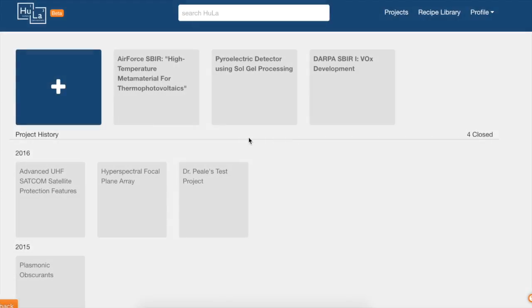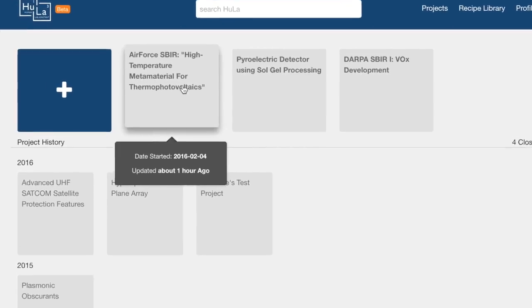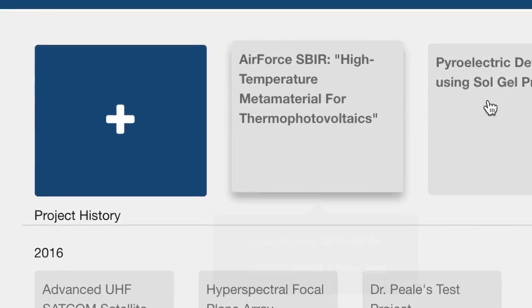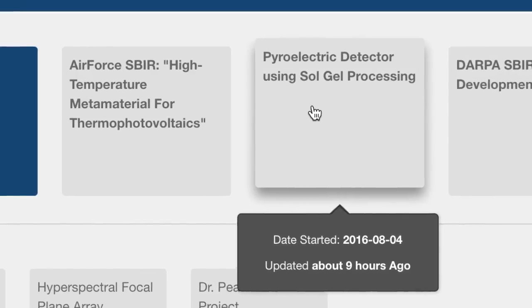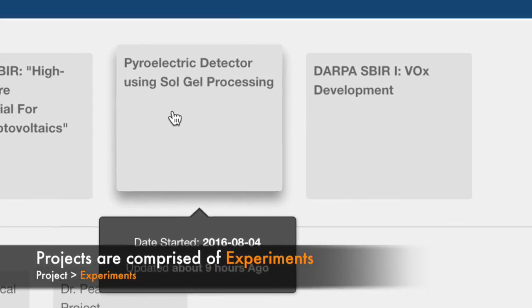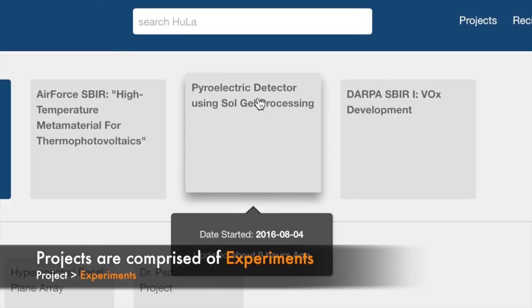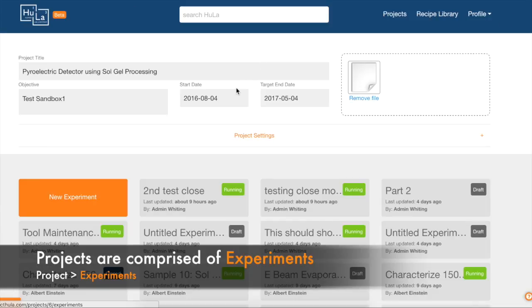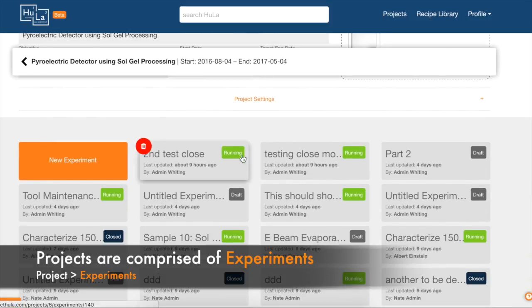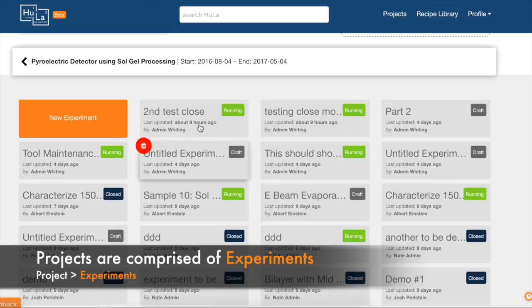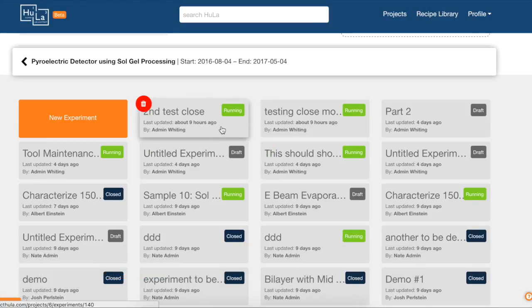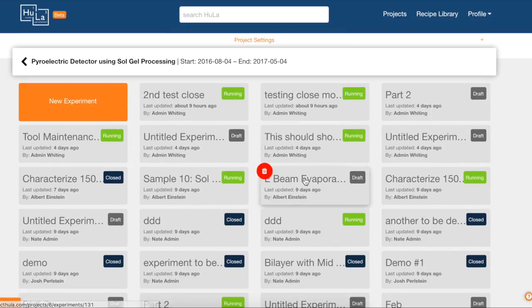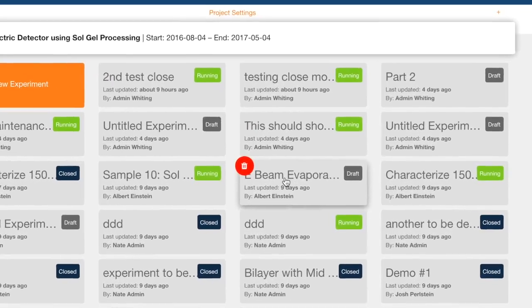Well, first, everything's organized by projects, and projects can be anything from a funding source or simply a technology that you're working on. And then projects are then comprised of experiments. So we'll look inside this one, for example, and you'll notice that there are plenty of experiments within here in various different states that we'll end up talking about later. And then experiments are comprised of processes.